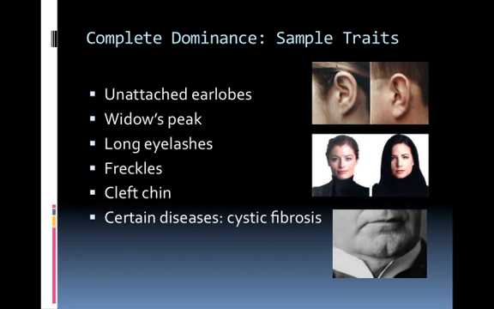Here's a list of some common traits that are coded for by complete dominance. Likely you'll have a number of these different traits if you look at not only yourself but also members of your family.